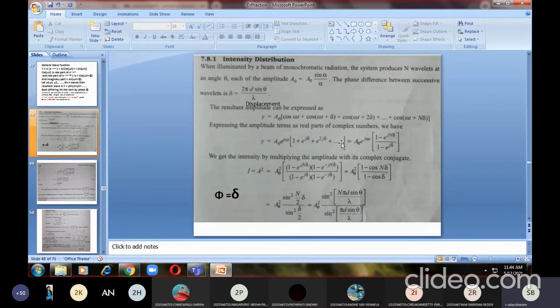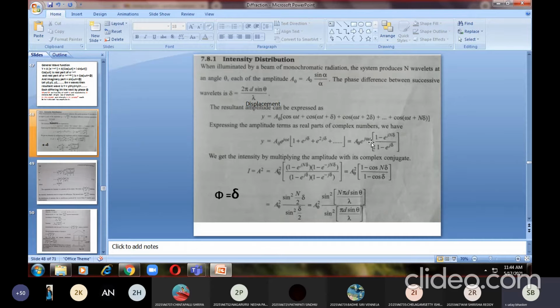Okay, so the sum of n terms of a geometrical progression can be written as (1 minus r to the power of n) by (1 minus r), when the geometrical progression is given as 1 plus r plus r square plus r cube plus r to the power of 4, and so on. When you have that kind of a geometric progression, the sum of those n terms is given as (1 minus r to the power of n) by (1 minus r). What is r here? e to the power of i delta. So (1 minus e to the power of i delta whole to the power of n) by (1 minus e to the power of i delta).